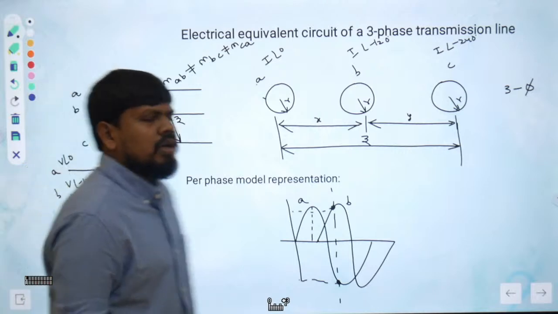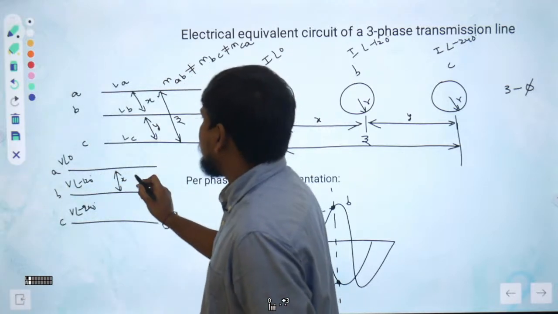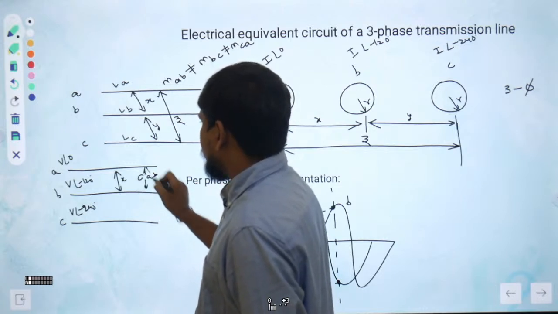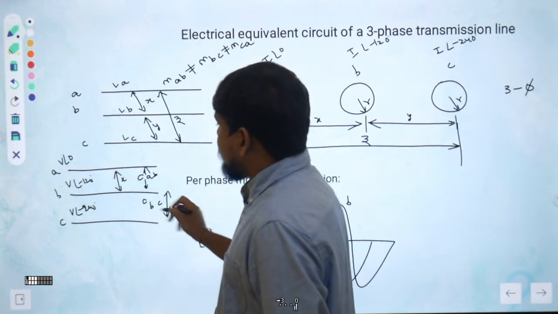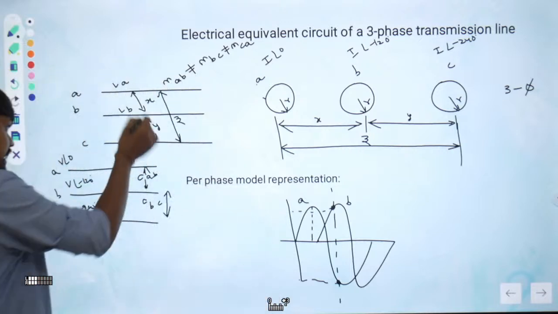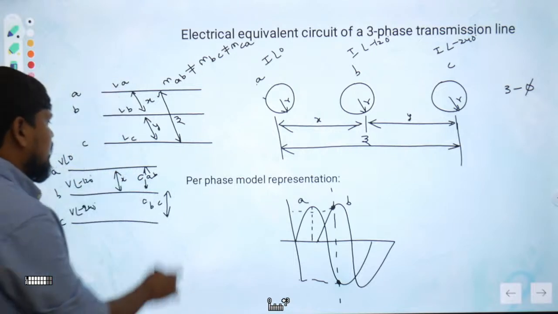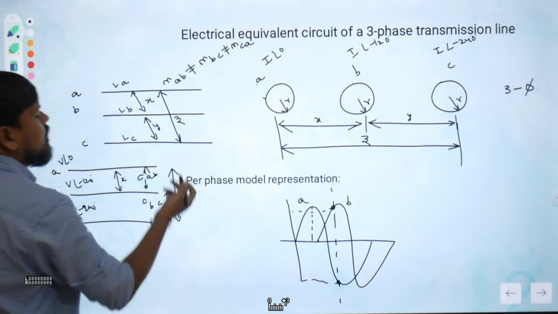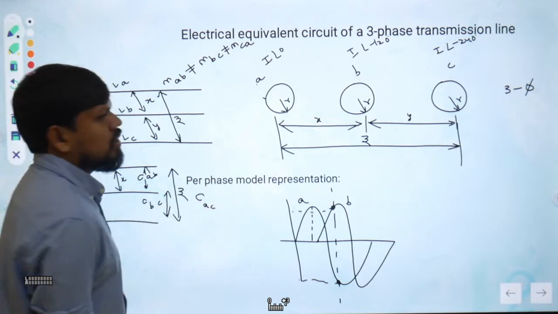That means the capacitance between these two is some CAB, for example. Can you confirm capacitance CBC is the same as CAB? Only if x distance is equal to y distance will it be the same. Similarly, between these two there will be some distance z, so that capacitance CAC is also not the same.